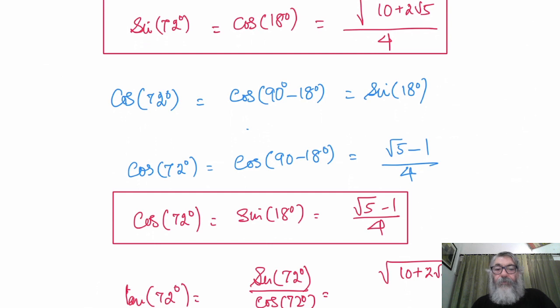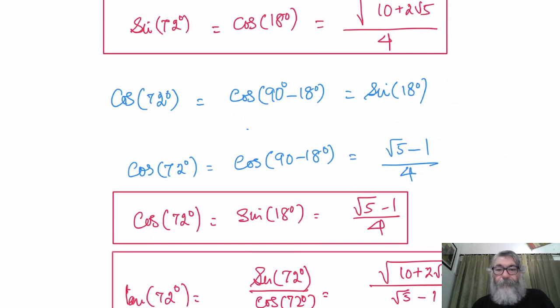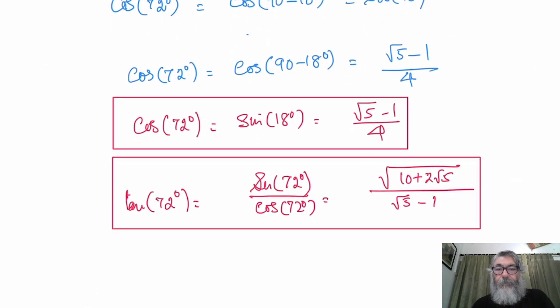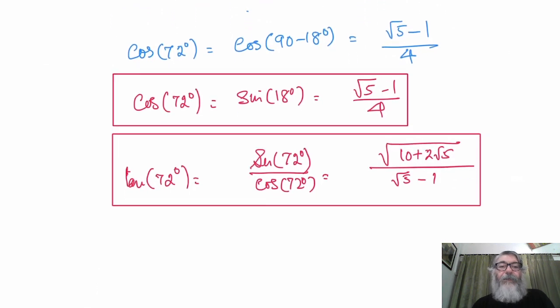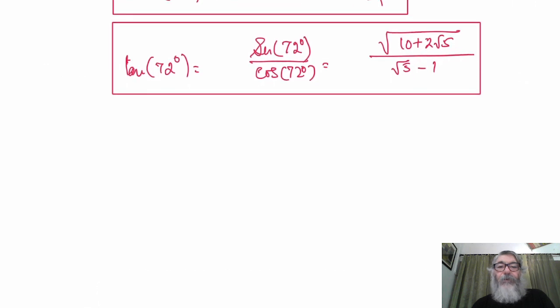So tan 72 will be sin 72 upon cos 72. This is the value which I wanted to show you finally. Tan 72 is sin 72 upon cos 72, equal to under root 10 plus 2 root 5 upon root 5 minus 1. So we have been able to calculate all the values of special angles like 18 degree, 36 degree, 54 degree and 72 degree.